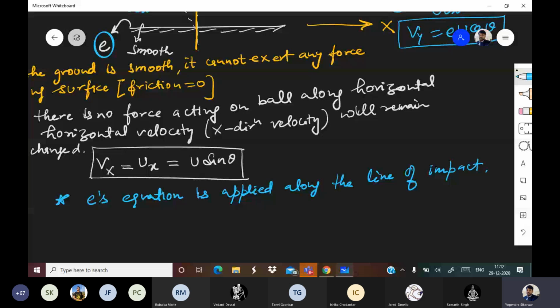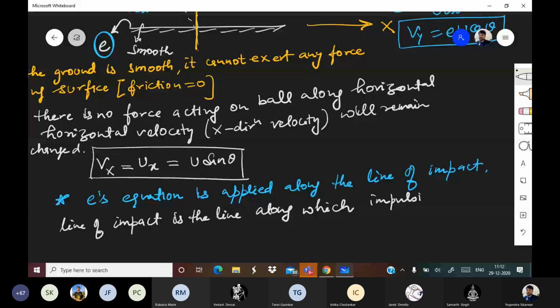Basically, the line of impact is the line along which impulsive forces act during collision. So the line of impact is the line along which impulsive forces act during collision. Okay.